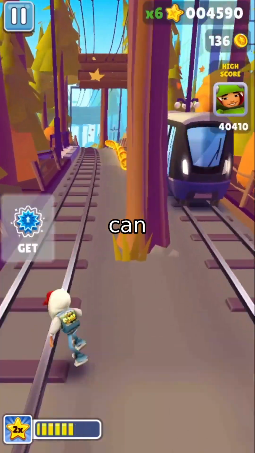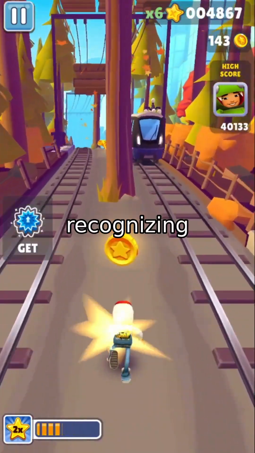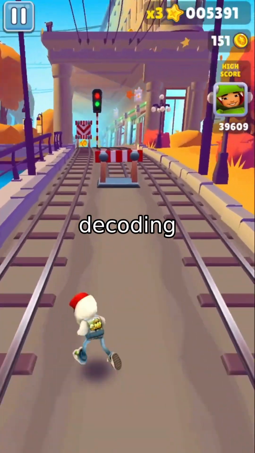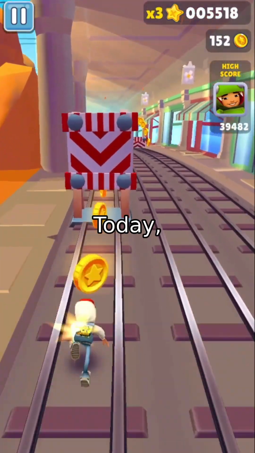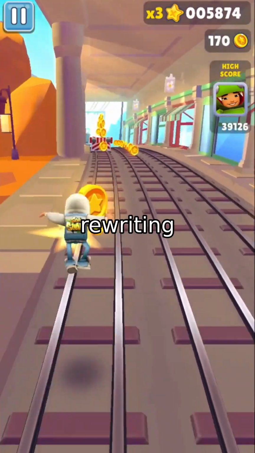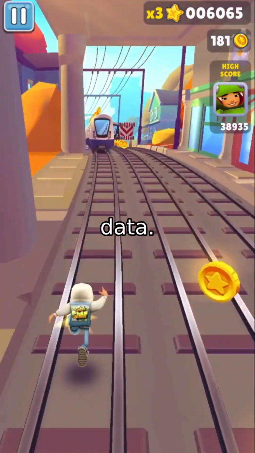Ever wondered how AI can understand the big picture behind data, like recognizing patterns in a crowd, predicting how a drug affects a whole population, or even decoding the language of DNA? Today, we're exploring a breakthrough technique called Generative Distribution Embeddings, GDEs, that's rewriting the rules of how machines learn from complex data.